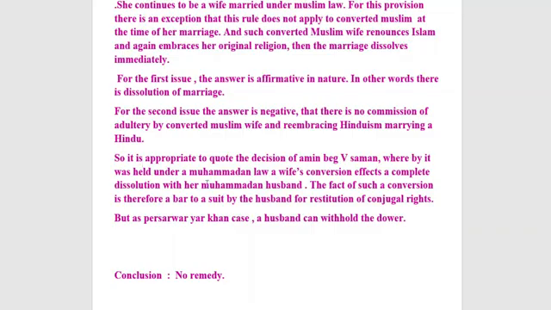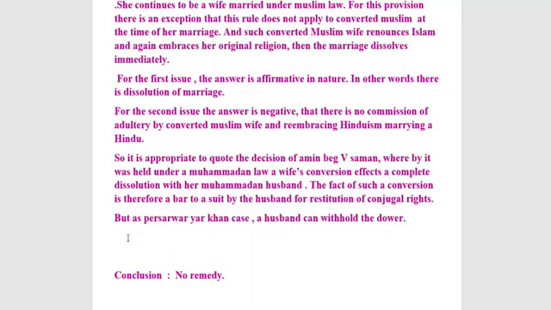So it is appropriate to quote the decision of Amin Beg versus Saman. With regard to this problem, it is very much appropriate to quote that decision, whereby the court has held that under Mohammedan law, a wife's conversion effects a complete dissolution of her marriage with her Mohammedan husband. The fact of such conversion is therefore a bar to a suit by the husband even for restitution of conjugal rights.